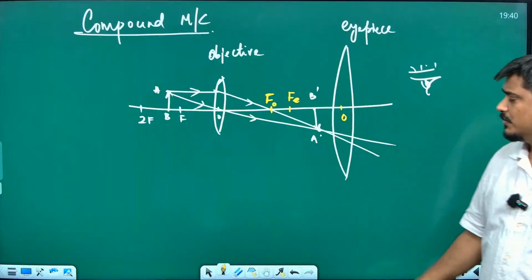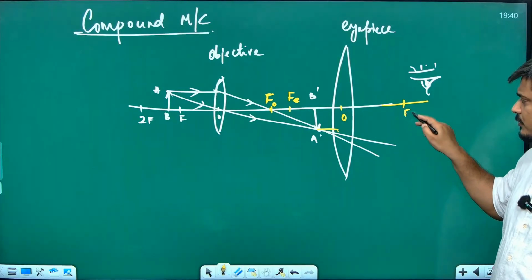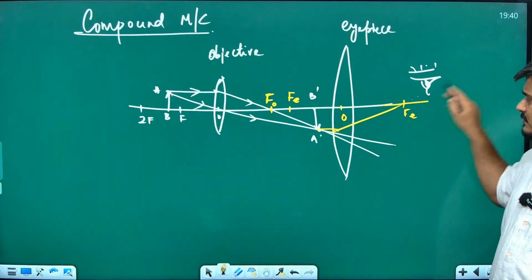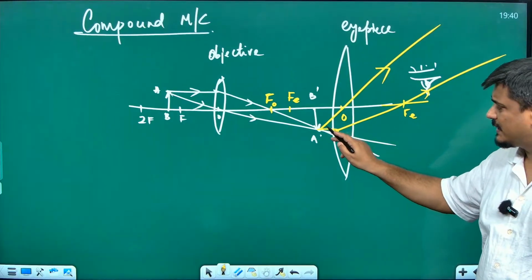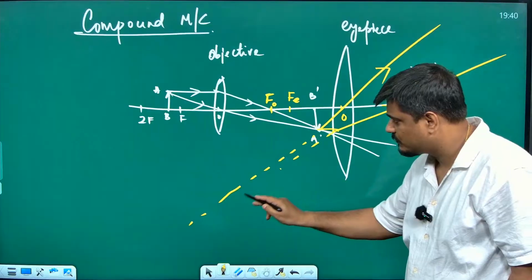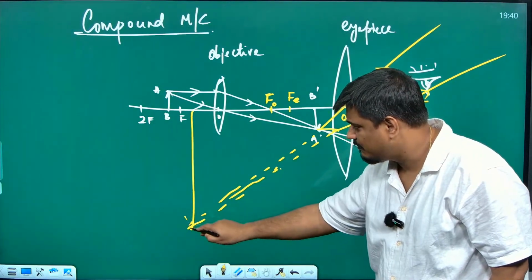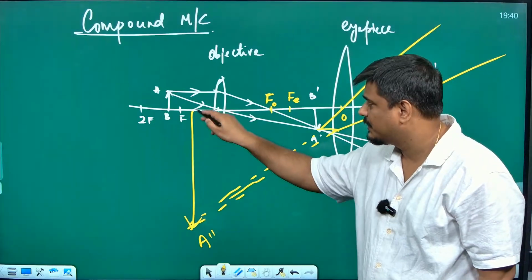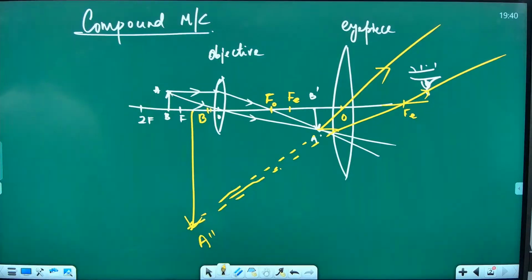Right. So one ray will go. It will pass through the F of eyepiece, obviously, like this. Second ray will go like this. And then I'll extend in the back. It will meet somewhere. And wherever it meets, we will have A double dash, B double dash. Is it clear to you? That's how the image forms.